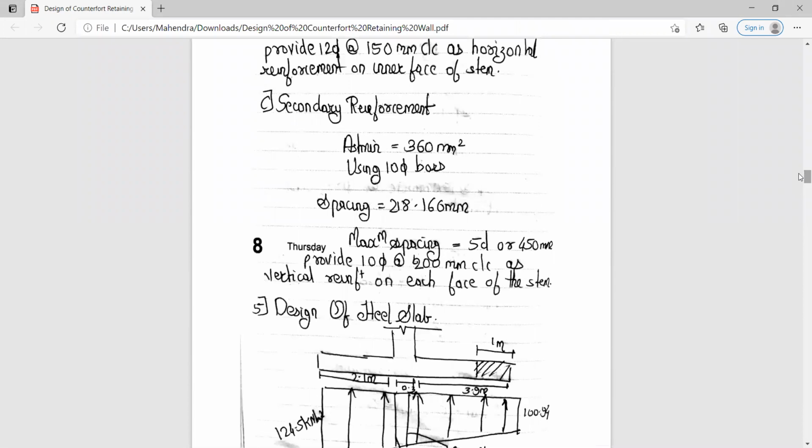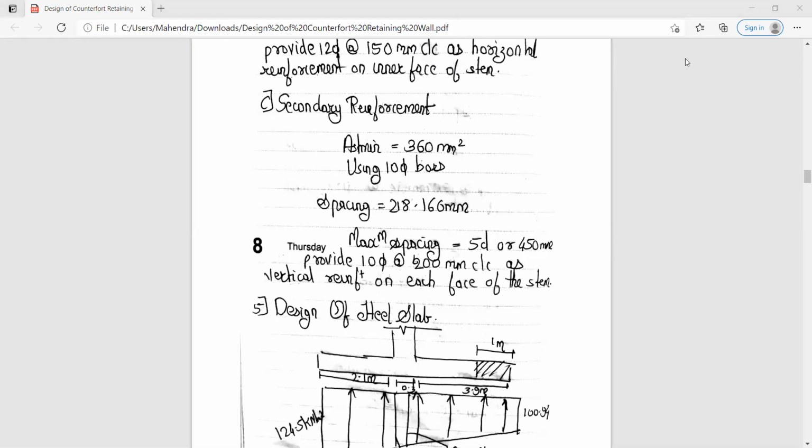So, in secondary reinforcement also, we have 10 phi at the rate of 200 mm center to center as a vertical reinforcement on each face. You have to provide 10 mm diameter bars at the spacing of 200 mm center to center as a vertical reinforcement on each of the face of the stem.